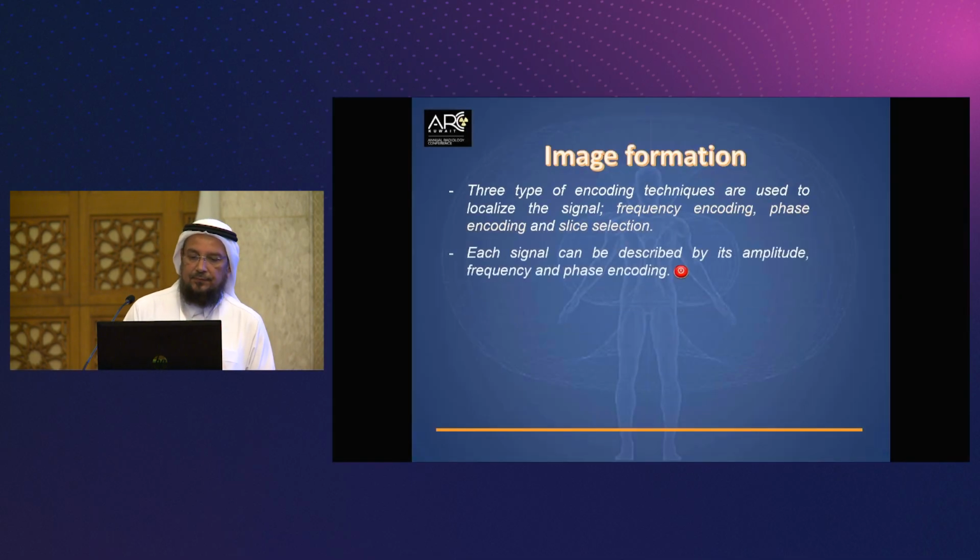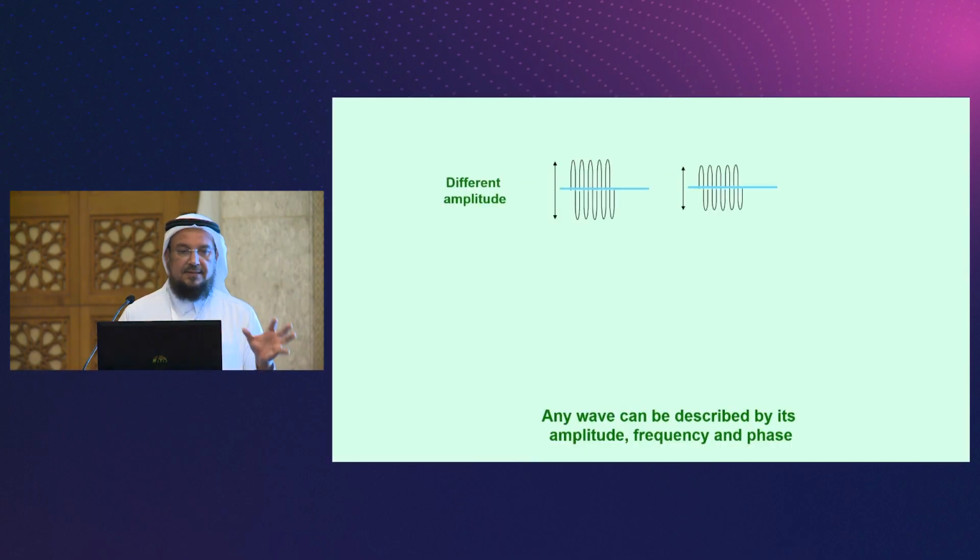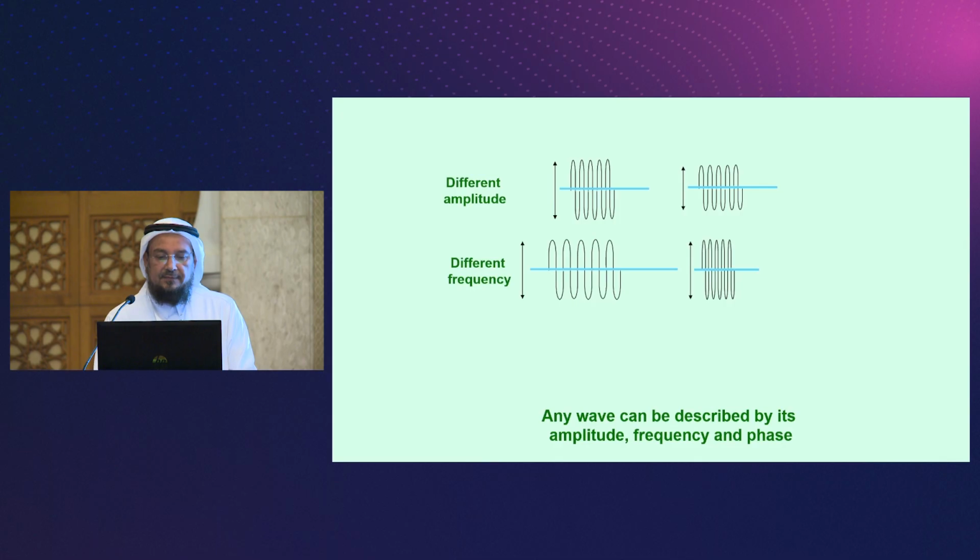So there are 3 types of image coding or labeling given to the protons, so they can be localized to their location. And those are frequency encoding, phase encoding, and slice selection. So each signal can be described by, for example, if I have a signal, I want to describe it. I will say, for example, these 2 waves have similar frequency, similar phase, where they start from 0, but different amplitude. This has higher amplitude than this one. Now, these 2 waves have similar amplitude, similar phase, but they have different frequency.